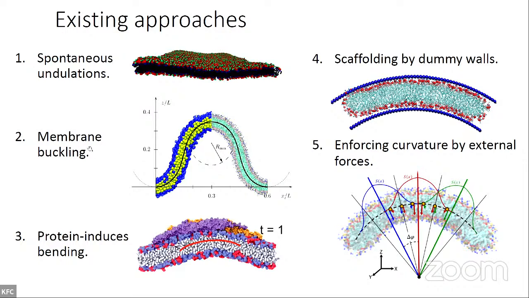Then you can do what is called membrane buckling. You take the flat membrane in the box and you squeeze the box. The membrane, due to this squeezing, becomes of this shape, which is quite nice looking, but not so easy to analyze. Then you can apply some proteins which are responsible for bending the membranes in the cell, and you can simulate these, like BAR domains, which cause the curvature. And finally, you can scaffold the membrane itself. You can apply some dummy particles which will maintain the shape of the membrane, or you can enforce the curvature by external forces.